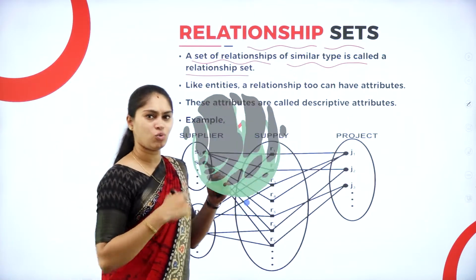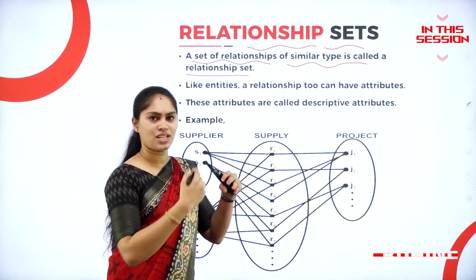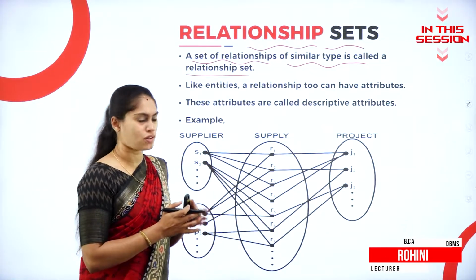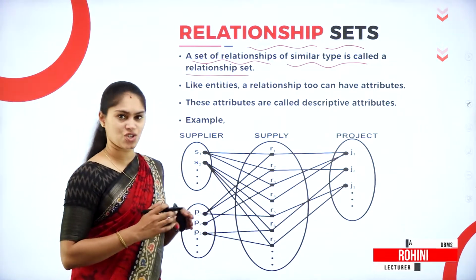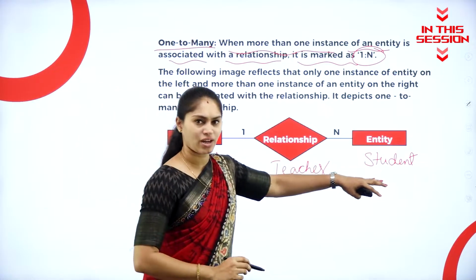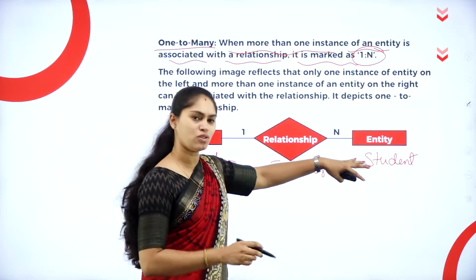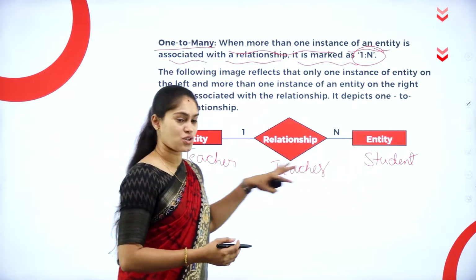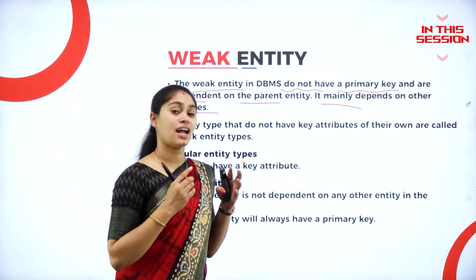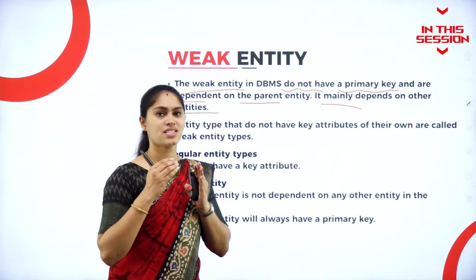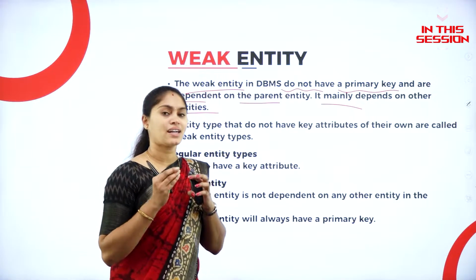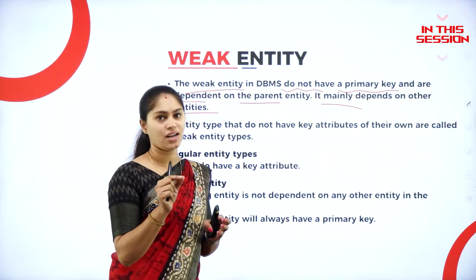When we have more than one relationship, and all those relationships are similar to each other, we call that collection of relationships a relationship set. When there is more than one entity, if you consider the student as an entity, the number of students will be more, but the teacher will be only one. If I consider any of the entities, that entity will not have its primary key. If I don't have a primary key, then I can't recognize it in a unique manner.